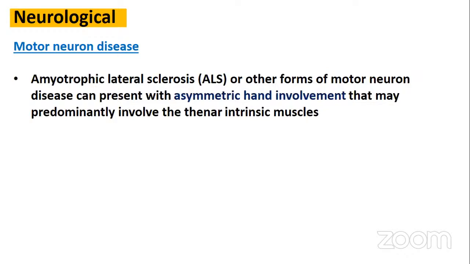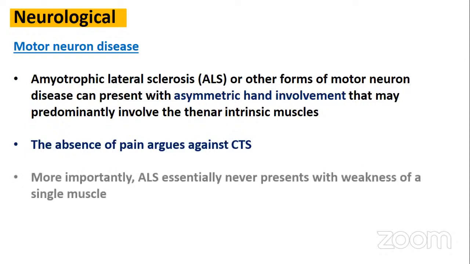Some rare things like motor neuron disease. We usually have asymmetric hand involvement, predominantly the thenar intrinsic muscles. And most of the time, pain is not present. So absence of pain argues against CTS, and it essentially never presents with weakness of a single muscle. That is what is important here in classic motor neuron disease.